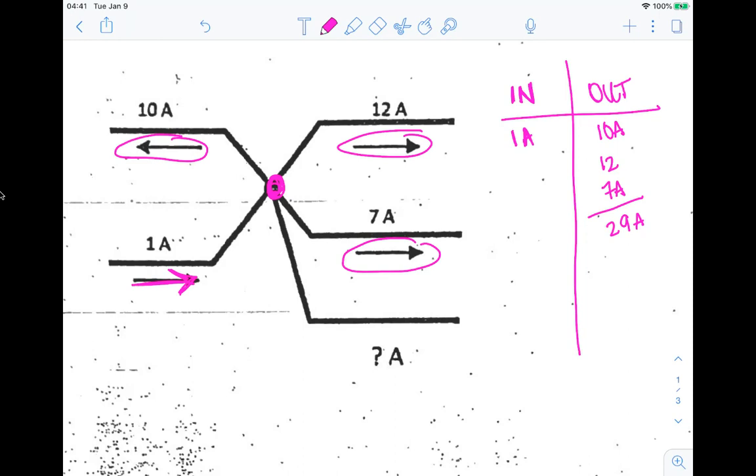If we have 1 ampere going in and 29 coming out, we know that the missing current must be 28 amperes, such that we have 28 that we can add to our 1 to give us an equal amount of current flowing in and out. So this must be 28 amps, and we know that it must be flowing in to our junction.